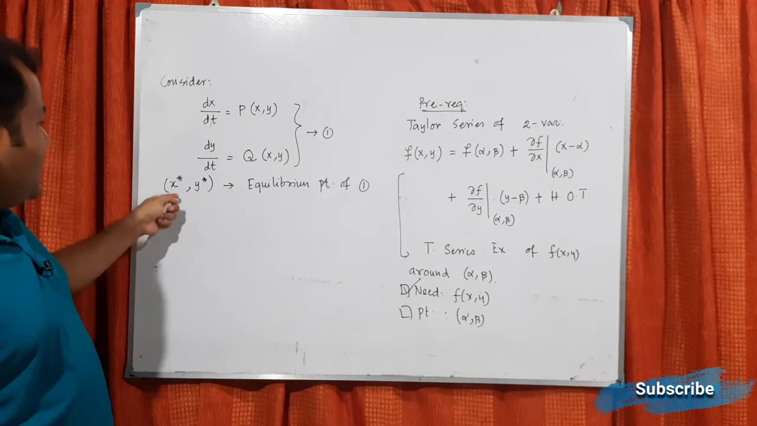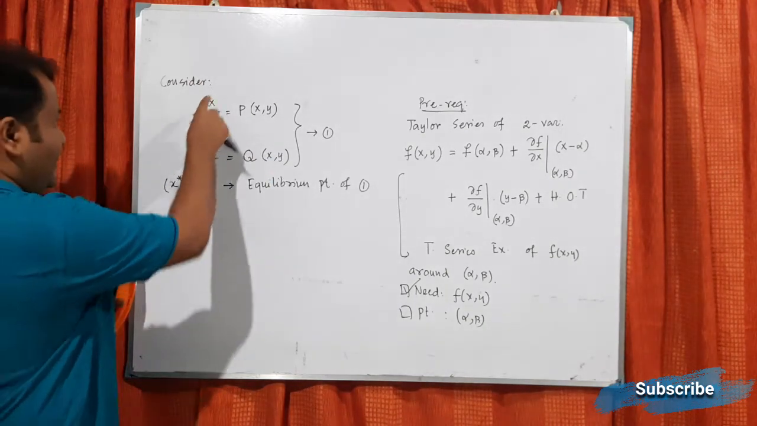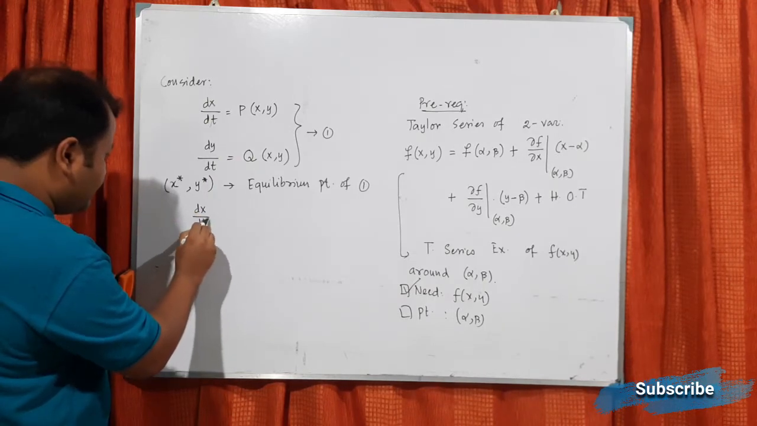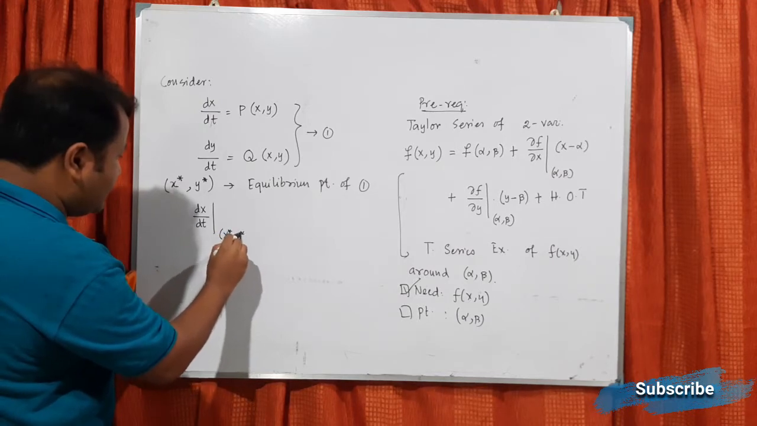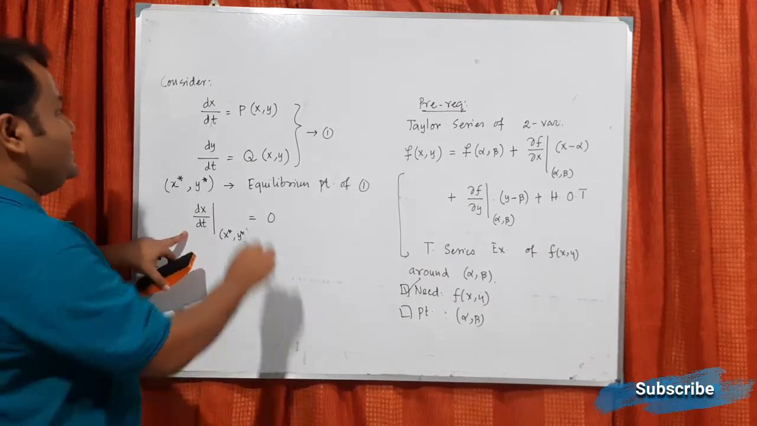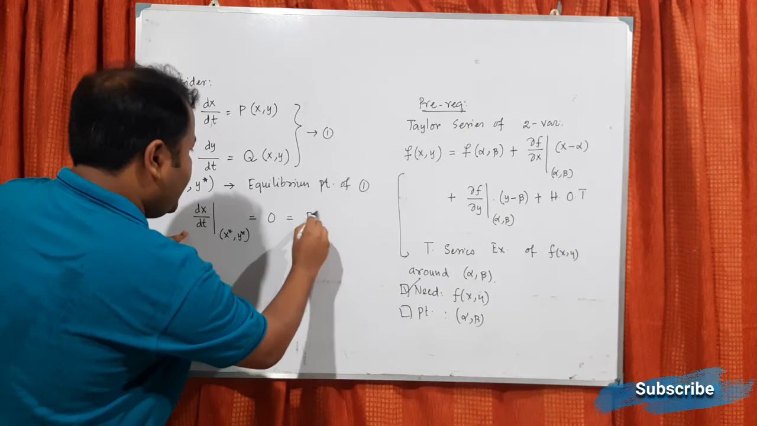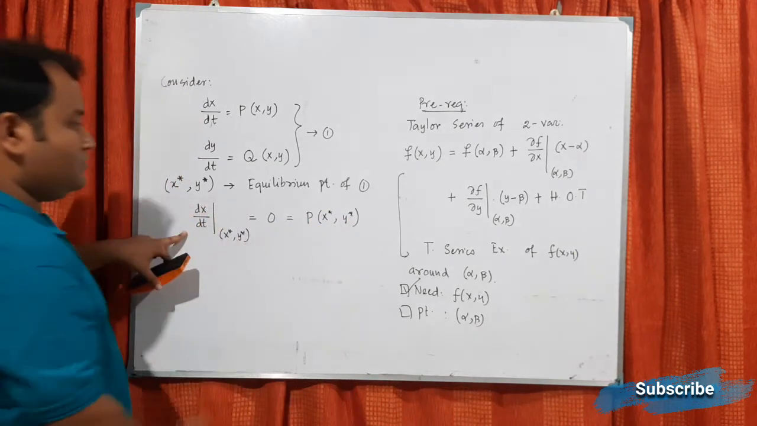Now what does that mean? (x*, y*) is an equilibrium point. That means the derivative dx/dt at the point (x*, y*) will be 0. But what is dx/dt? dx/dt means p(x,y). So this means p(x*, y*) equals 0.